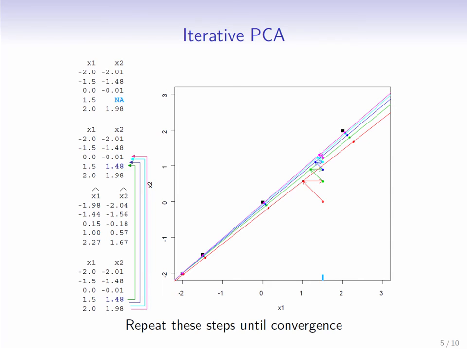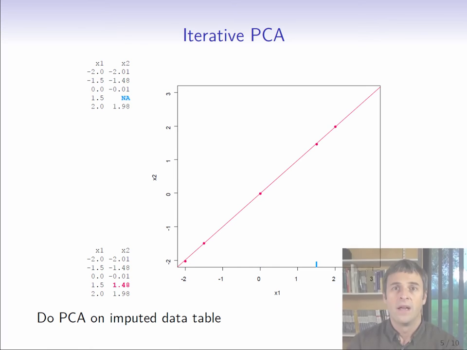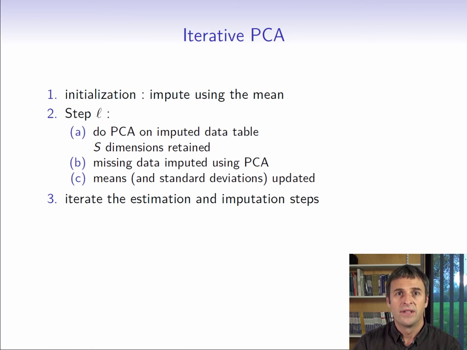In our example, the x2 coordinate for the fourth individual converges to 1.48 and the final PCA line is the one shown here. Here is a summary of the algorithm's steps. First, we provide an initial guess for the missing values, such as, for example, the mean of each variable. Then, we iterate the A, B, and C steps.